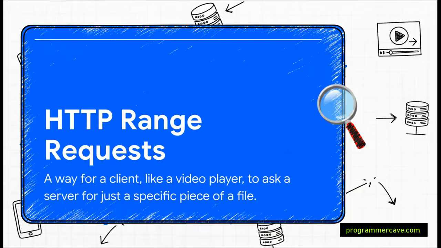So what's the secret sauce? It's something called HTTP range requests. And this right here is the core idea we're going to unpack today. It's really simple, actually. Instead of your video player asking for the whole movie at once, it can say, hey server, just give me the chunk of data that corresponds to the 2-minute mark all the way up to the 3-minute mark. It's asking for a specific piece, not the whole pie.